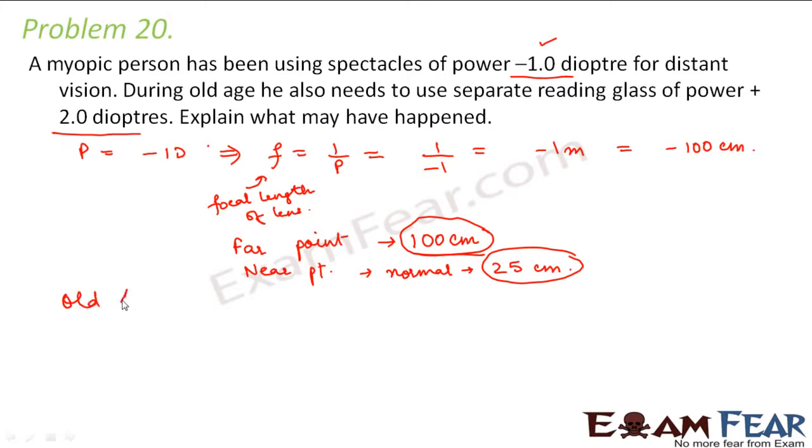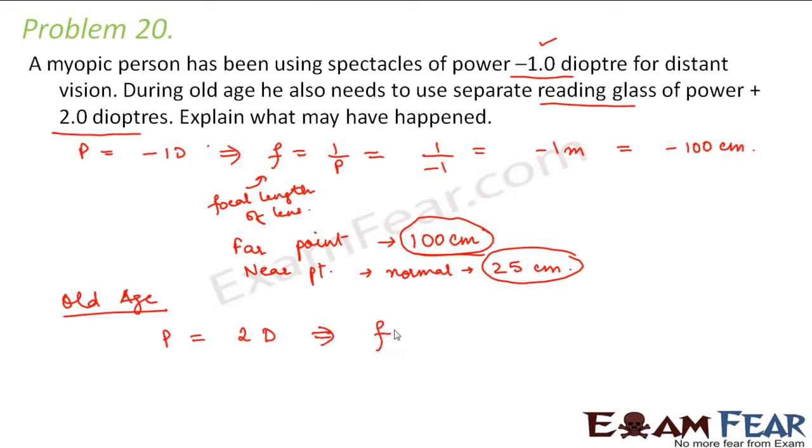Now during old age, he got another complaint. What happened in old age? He started using another glass, that is a reading glass. That means he started having problems in seeing nearby objects, right? And as I told you, during old age, which disease is generally seen? That is presbyopia. That means the flexibility of the lens starts decreasing. So in this case, he started using another glass of power 2 diopters.